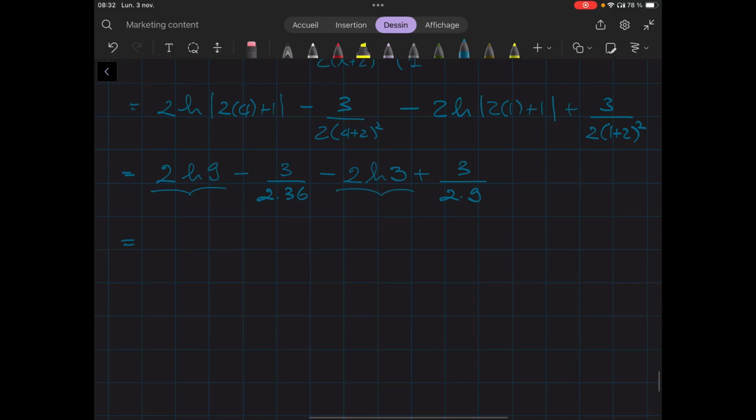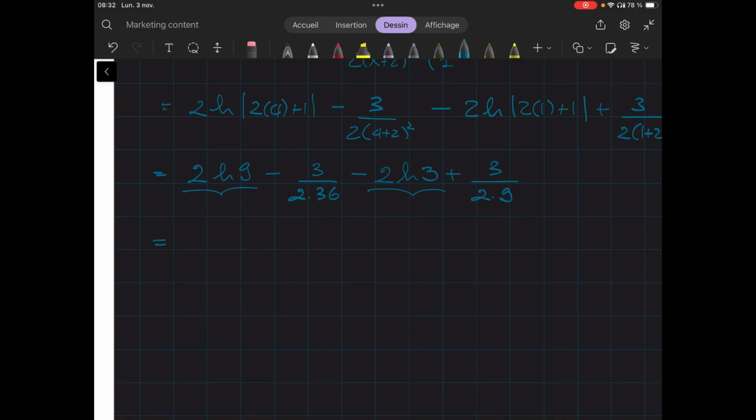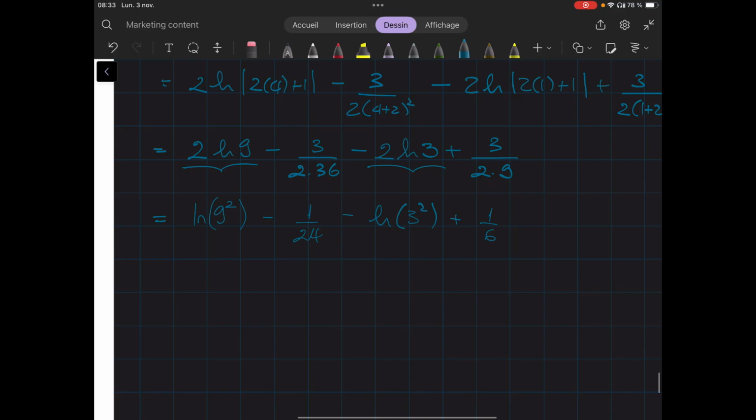2 ln of 9 minus 2 ln of 3. A ln b, that's ln of b to the a. So let's do it. This is ln of 81. Or I should write it as ln of 9 squared. 3 divided by 2 times 36. That would be 1 by 24. 2 ln of 3, same deal as before. 3 divided by 2 times 9, that's 1 by 6. Ln A minus ln B, that's ln of A divided by B.